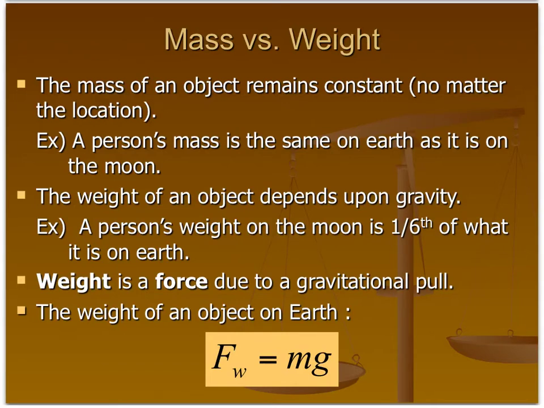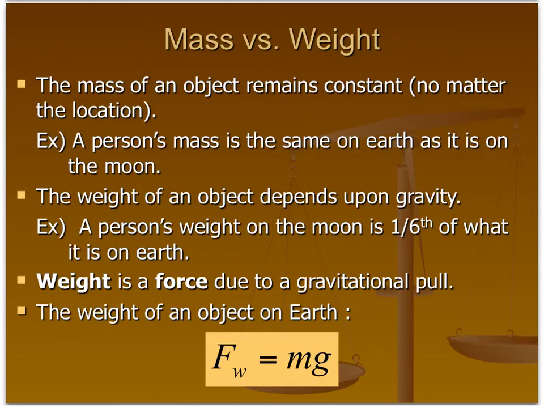Mass and weight are two terms that students use incorrectly all the time. They try to use them interchangeably, but it turns out that they are actually two different things. The mass of an object remains constant no matter the location. So whether you're here, on the moon, or in outer space, it's always the same, and that should make sense if you remember what mass is. Mass is anything that has matter to it.